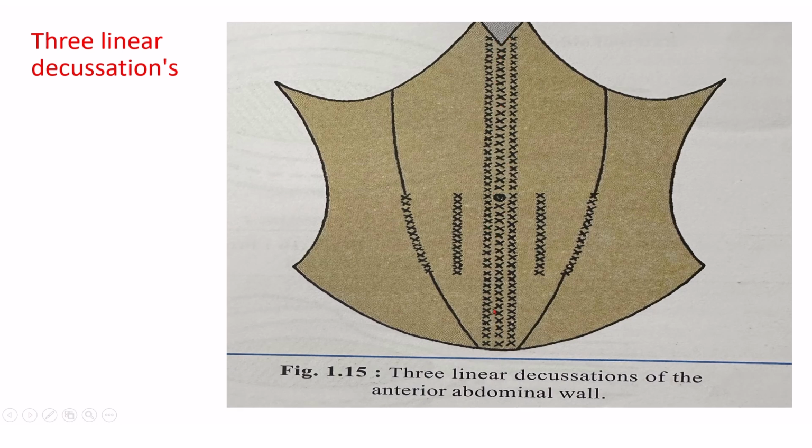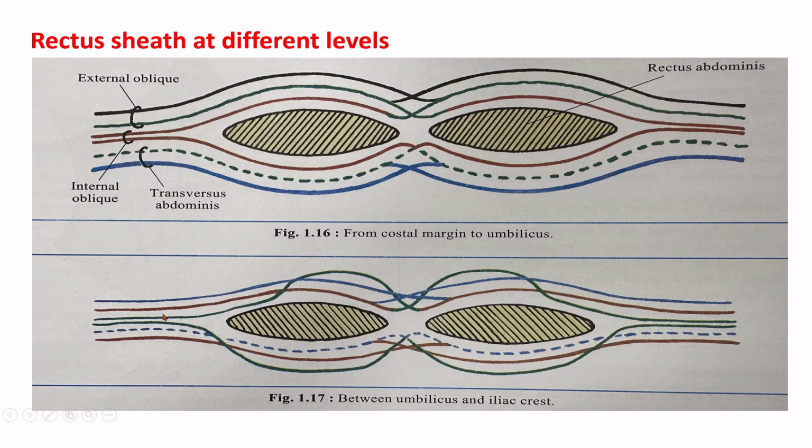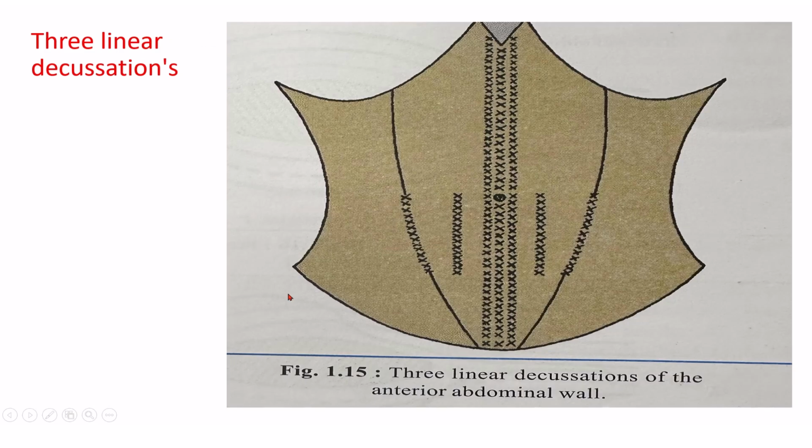Where there will be linear decussation, all the aponeuroses from both sides will cross, but especially between the umbilicus and iliac crest, there are two decussations. One is in the mid-ventral line, the other is at the lateral margin of the rectus sheath. This mid-ventral line decussation is formed by the anterior layer of the internal oblique decussating with both layers of the external oblique. So this is the mid-ventral decussation we have observed here.